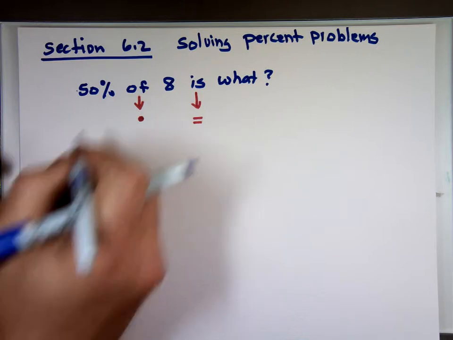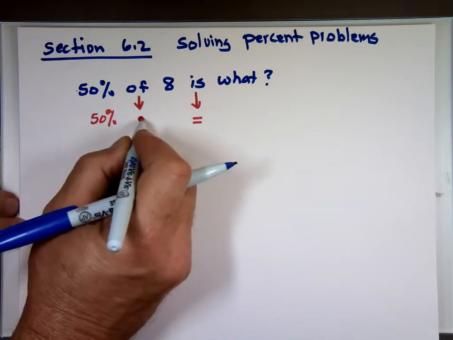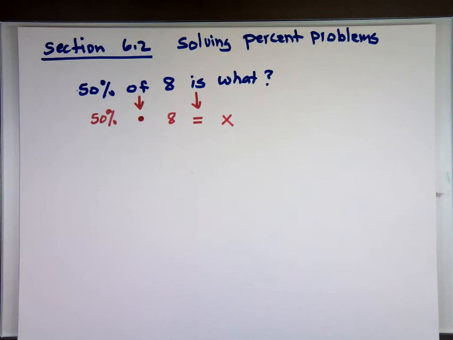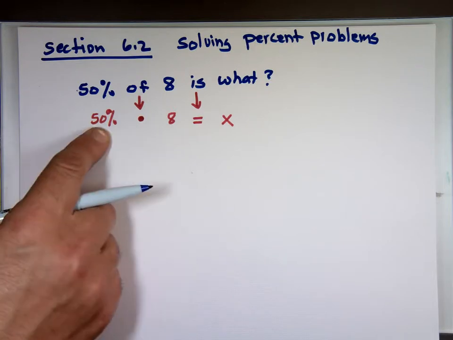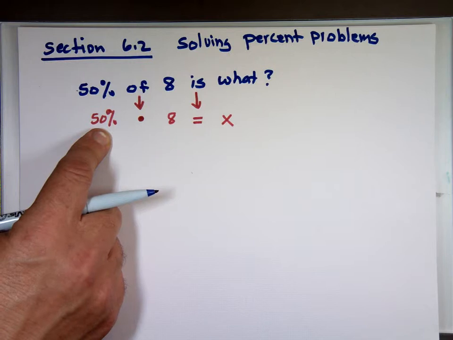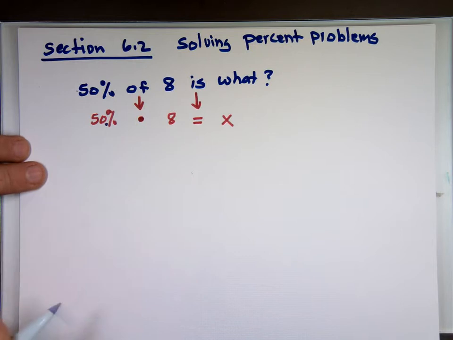The rest of it, let's fill it. 50% times 8 equals what? That's the question. Now, when you're multiplying, you have to convert that to a decimal number. So how do we go from percent to a decimal? We just looked at that. Move the decimal point 2 places to the left. The decimal point is at the end now; if you move it 2 places to the left, that number becomes what?